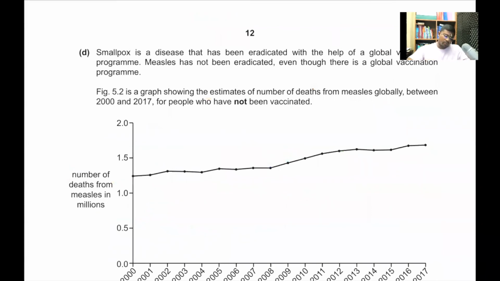Part D. Smallpox is a disease that has been eradicated with the help of a global vaccination program. Measles has not been eradicated even though there is a global vaccination program. Figure 5.2 is a graph showing the estimated number of deaths from measles globally between 2000 and 2017 for people who have not been vaccinated.